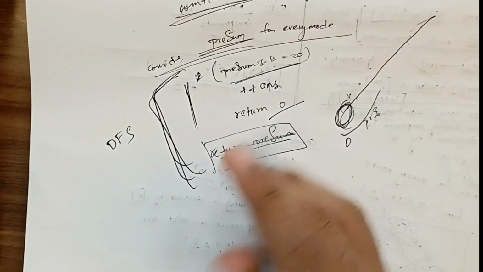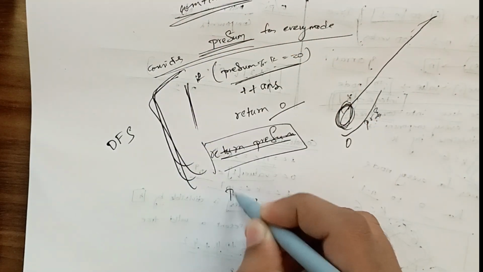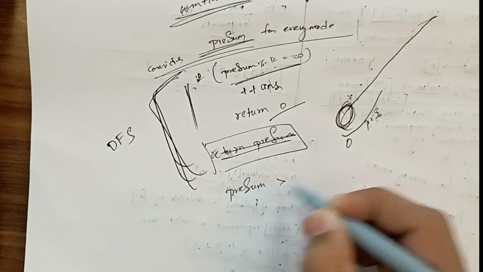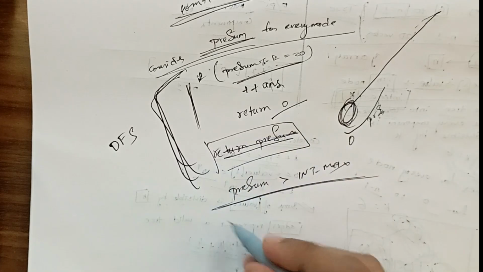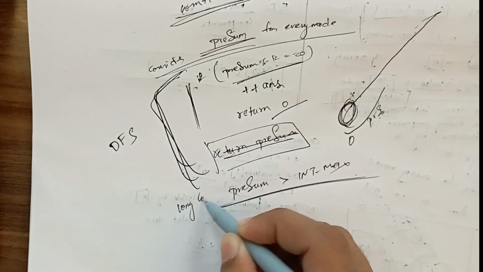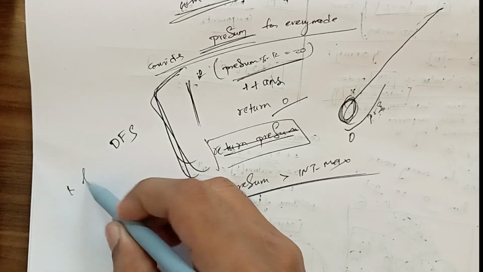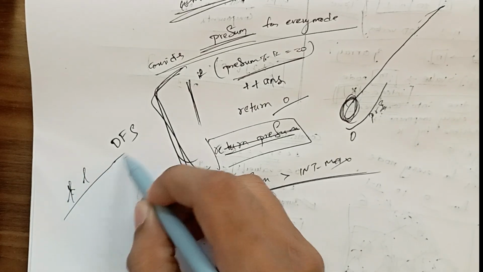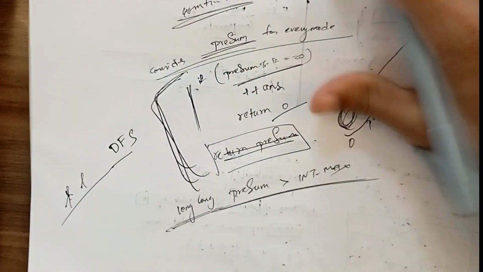And as I said, be careful about the constraints: the prefix sum may exceed the maximum limit of integers. So we'll be using long. So our DFS will have a long return type. You will be getting the code. This is as simple as that. You will be getting the code.